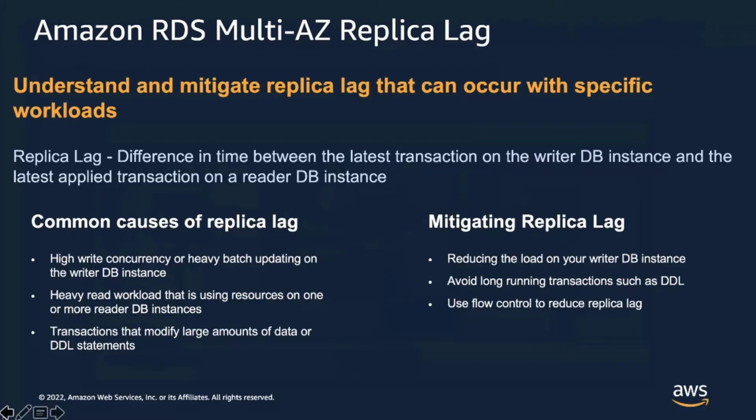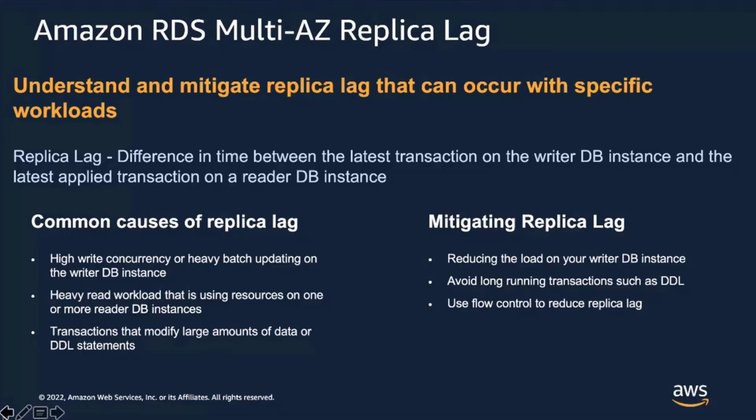In the case of this deployment option, it's also important to understand the replica lag concept. Replica lag is the difference in time between the latest transaction on the primary and the time it takes to get committed on the secondary or the standby instances. The standby instances, as we saw in the earlier slide, are serving the read workloads, but in the backend, they are also applying all the transactions from the write instance. So this can cause replica lag under certain situations.